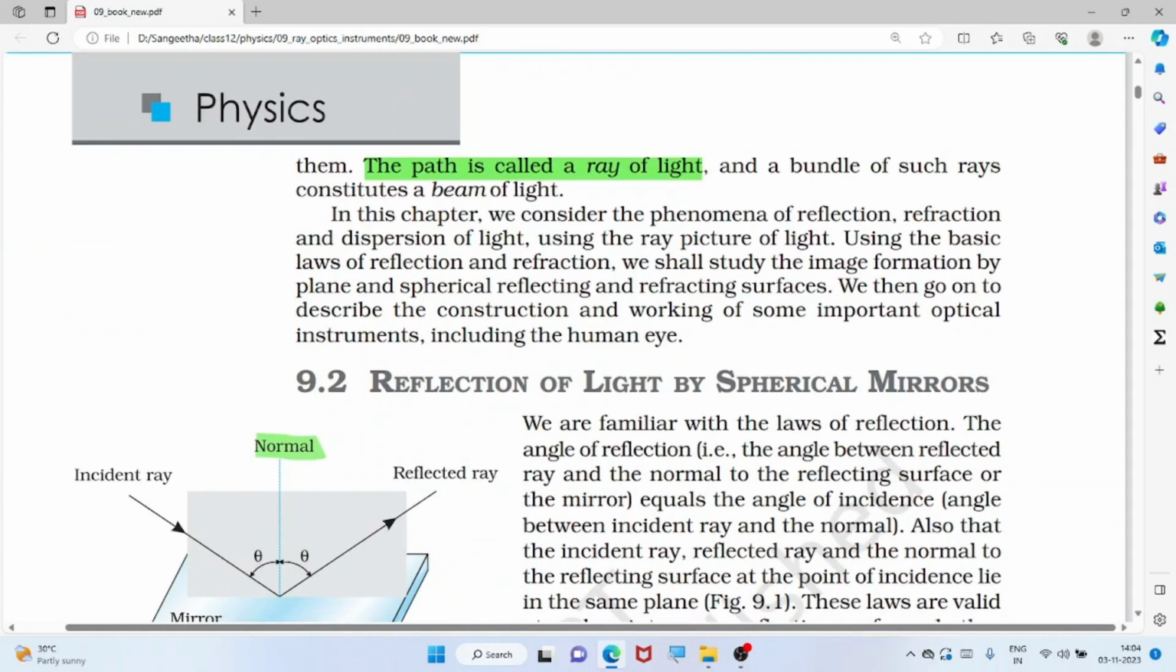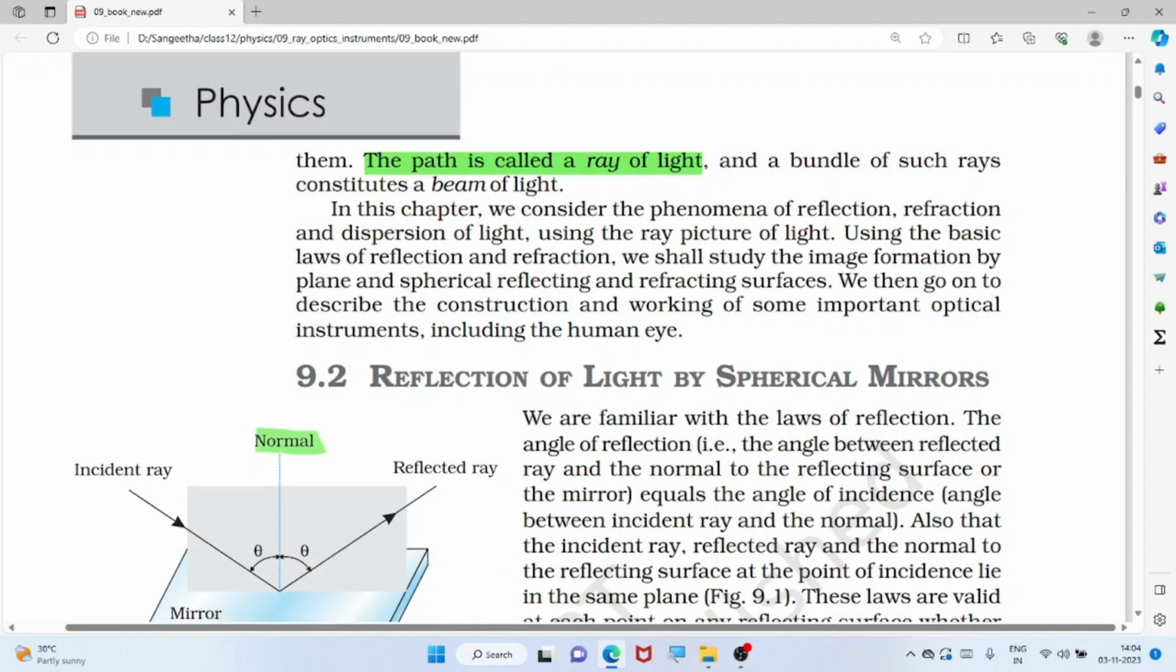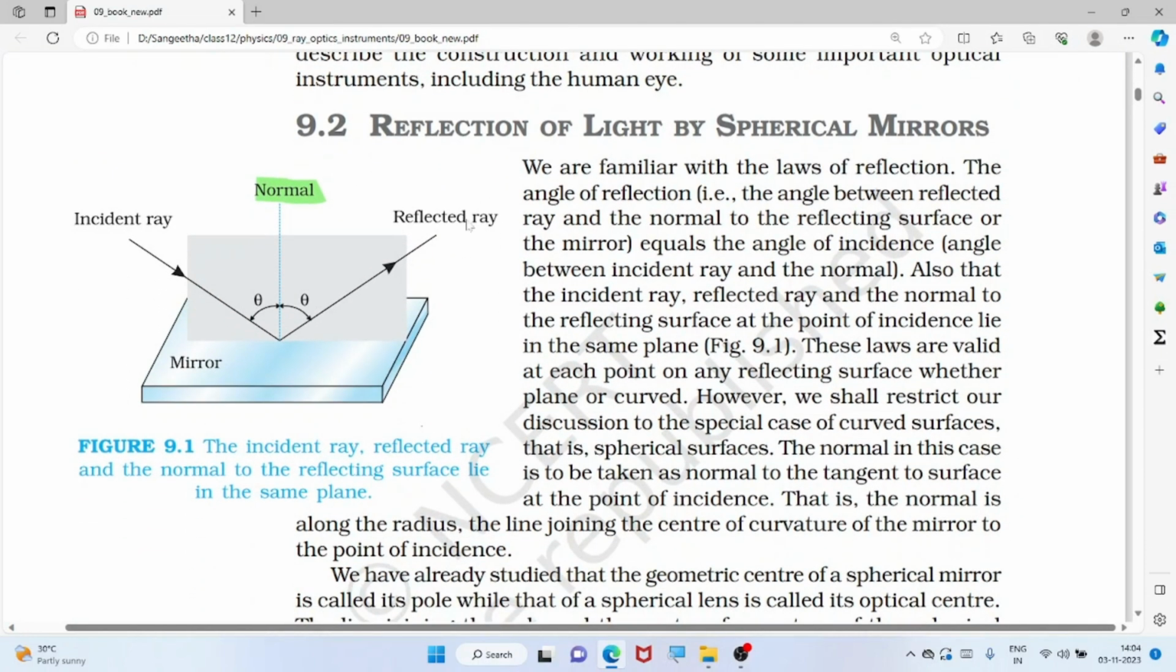The path of the light is called a ray of light. So if you take a surface like this, this is the normal to the surface. Okay, this is the normal. This is the incident angle and the reflected angle.